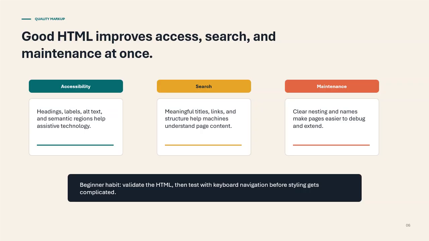Good HTML is not just about making a page appear. Clear headings, labels, alt text, and semantic regions improve accessibility. Meaningful structure also helps search and makes the page easier to maintain.